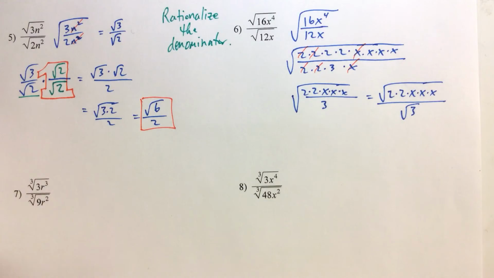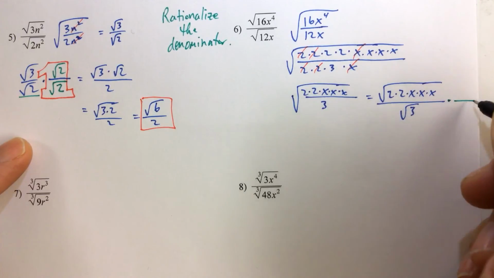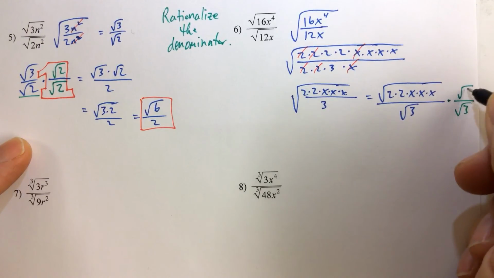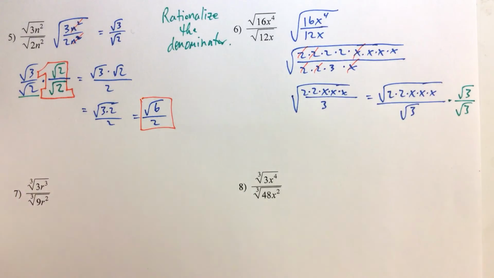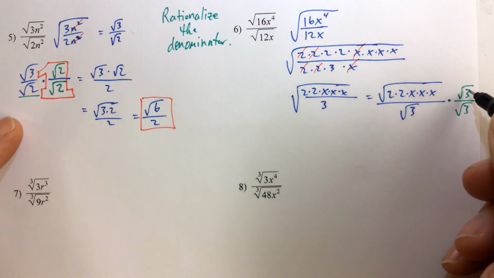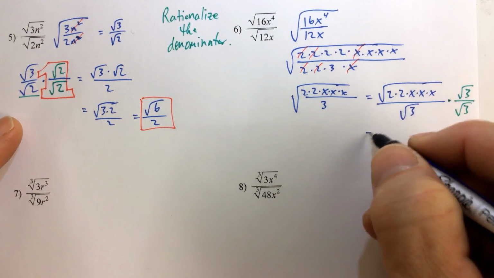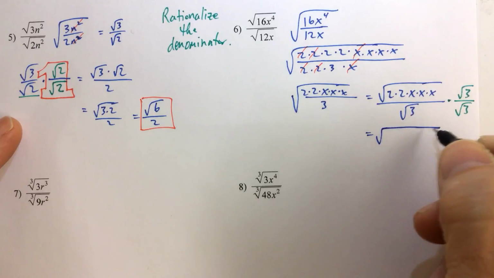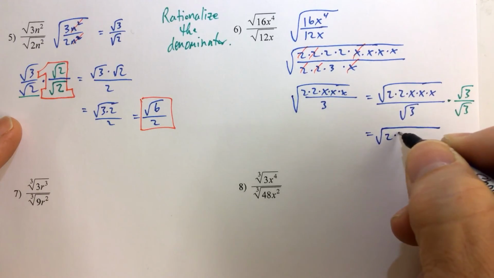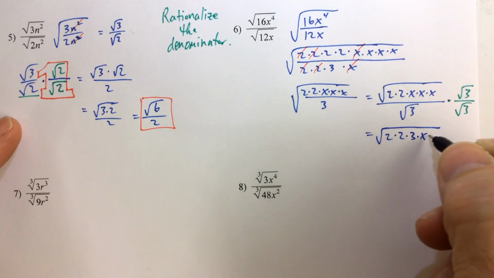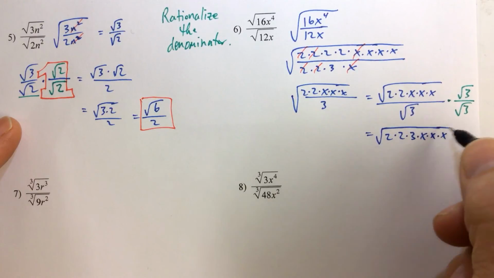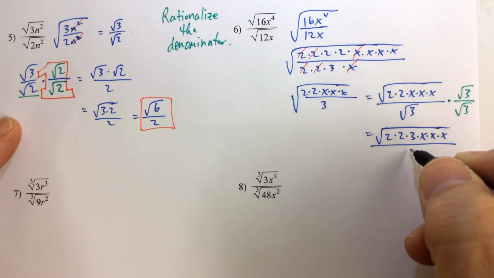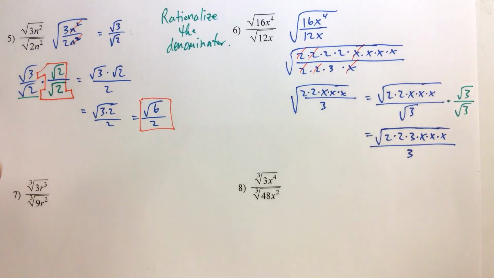We're going to wait. And we're going to multiply top and bottom of this fraction by radical 3. So we're rationalizing the denominator. And when you multiply the top by radical 3, they have the same root, so we get to pull that 3 inside the radical. 2 times 2 times 3, we're going to write them in order, x times x times x, all over radical 3 times radical 3, that's just 3.